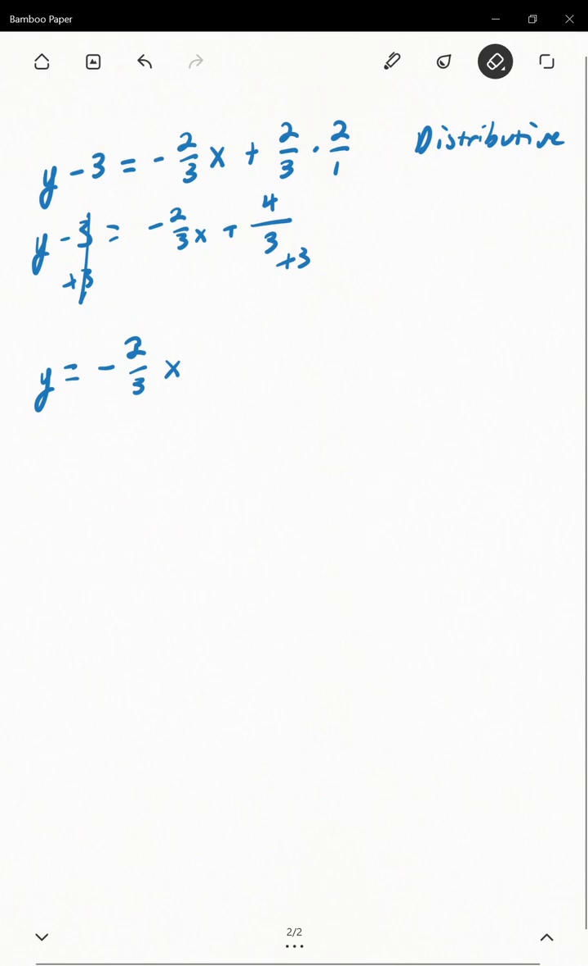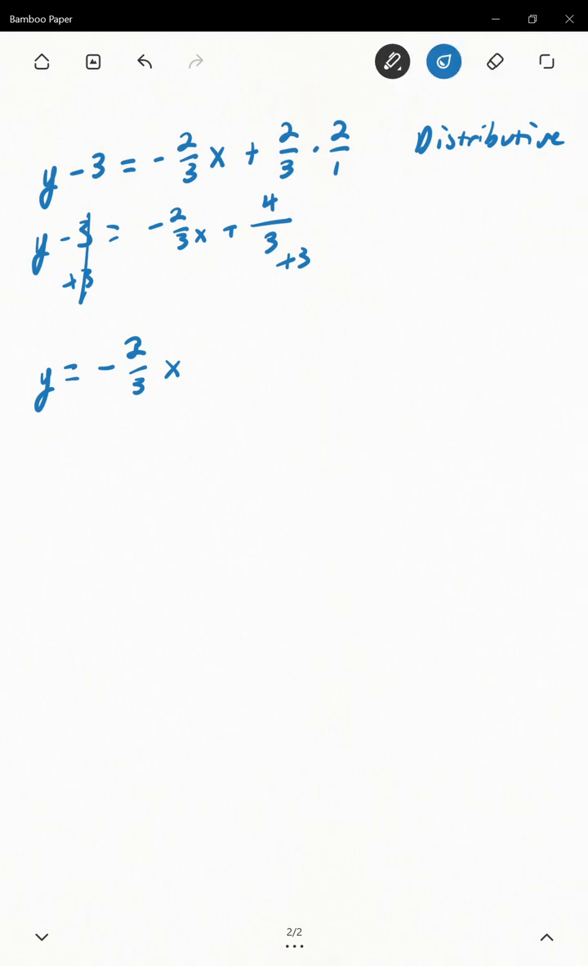So we wanted integers or fractions. So we're going to make an improper fraction out of this. So plus 4/3 plus 3 over 1, and that's the fundamental rule of algebra.